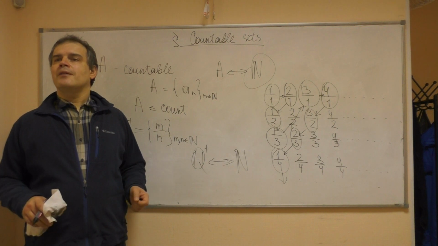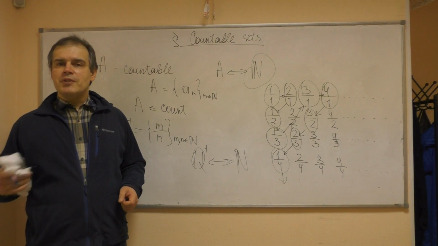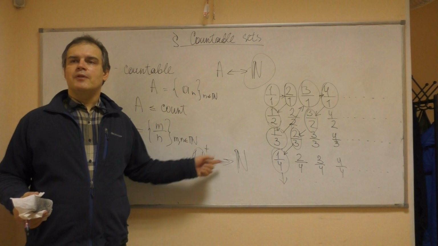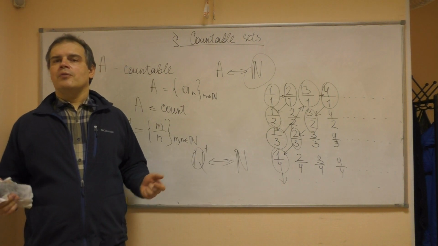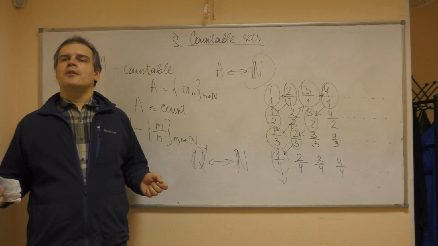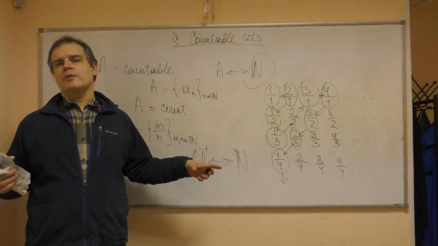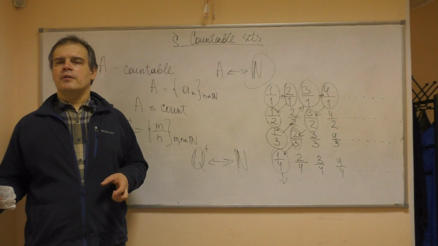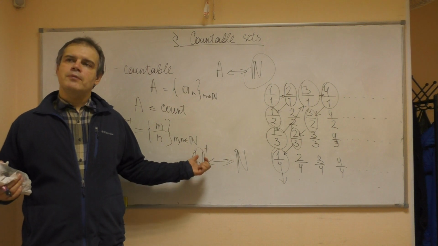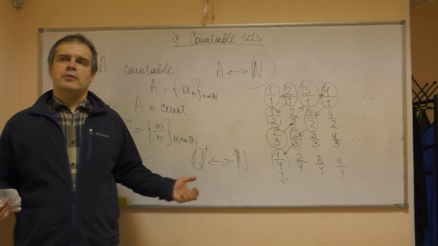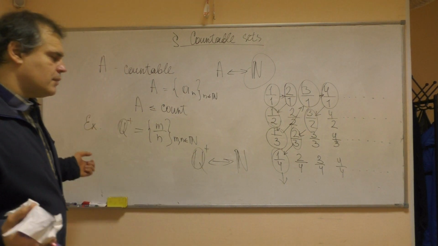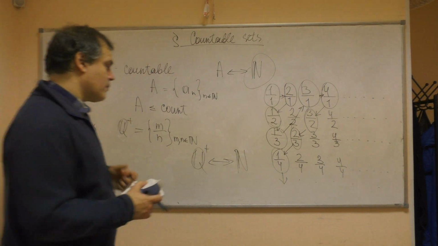It's one of the specific features of infinite sets. So you cannot establish a one-to-one correspondence between a set of 2 elements and a set of 3 elements. But with infinitely many elements, you can do it in some cases.